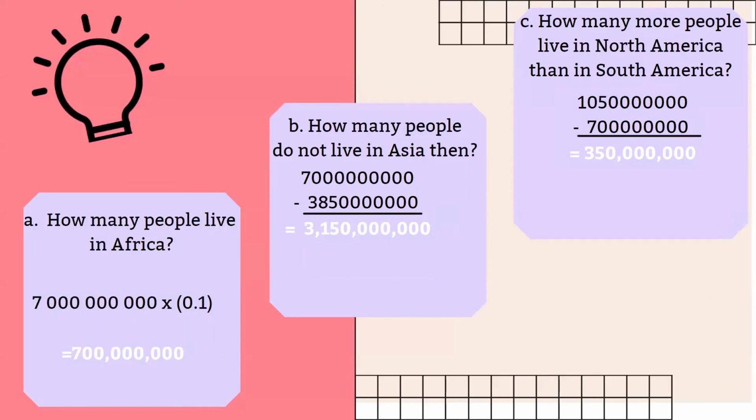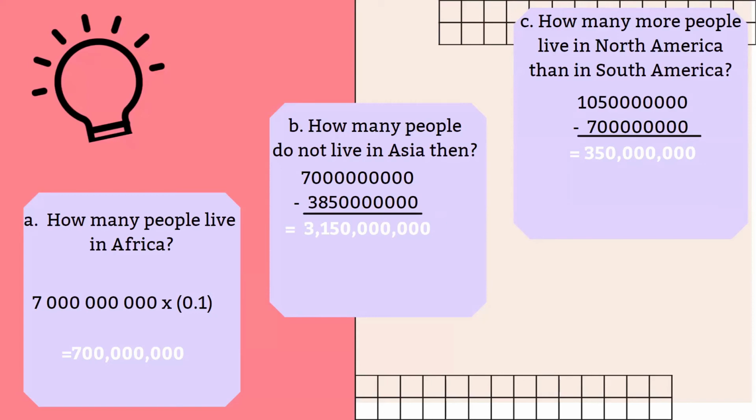Through the answers we have gathered, or the missing variables that we have answered, we can now solve the problem or the questions. So first is A: how many people live in Africa? Now we look at the table again, and we will have the answer that Africa has 700 million people.